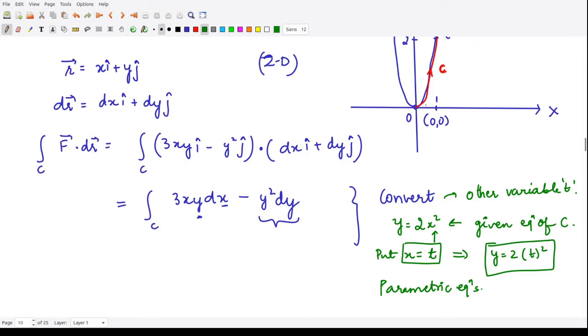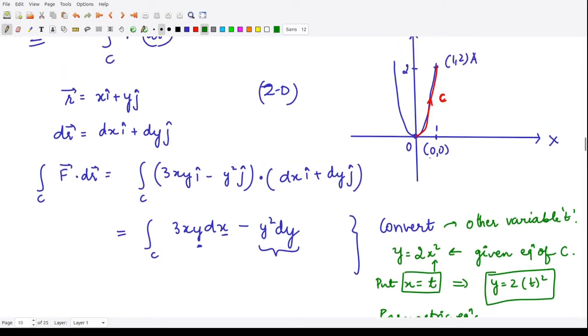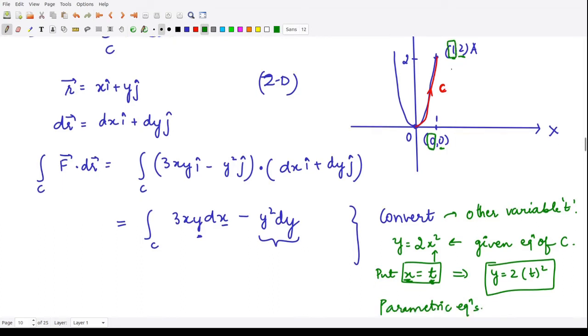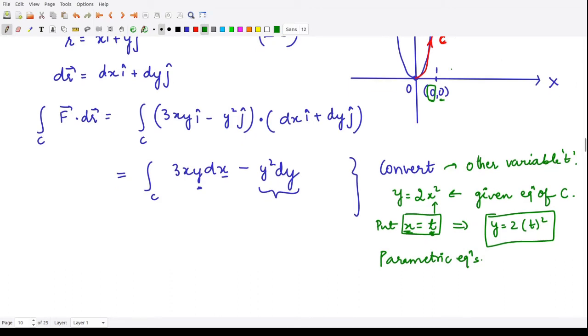Here if you notice, the value of x goes from 0 to 1, so the value of y goes from 0 to 2. Because x is equal to t, the limits for t will go from 0 to 1. So that will satisfy our given equations. We can say the points (0, 0) and (1, 2) correspond to t equal to 0 and t equal to 1, because x is equal to t here.